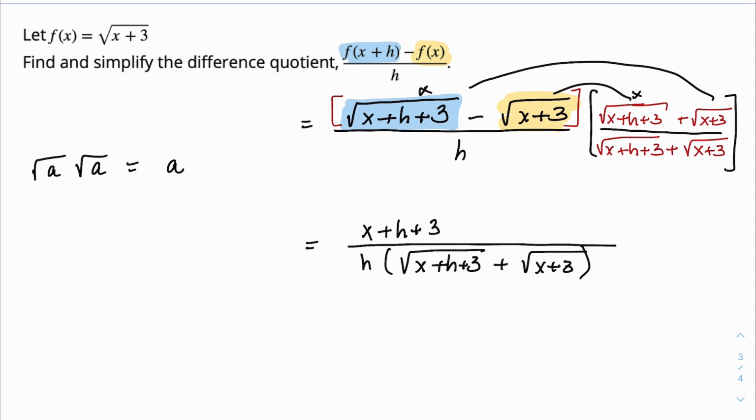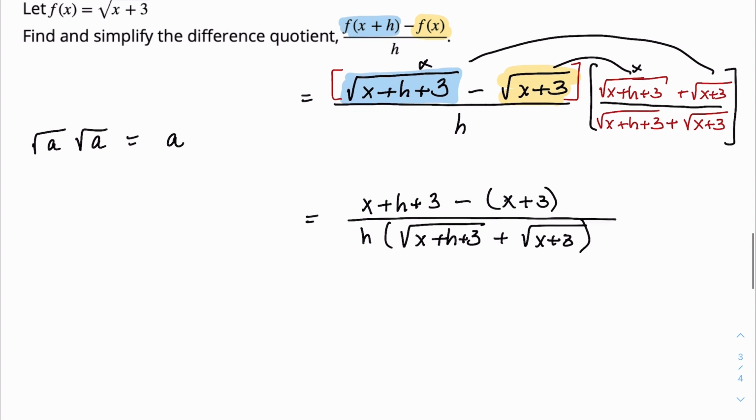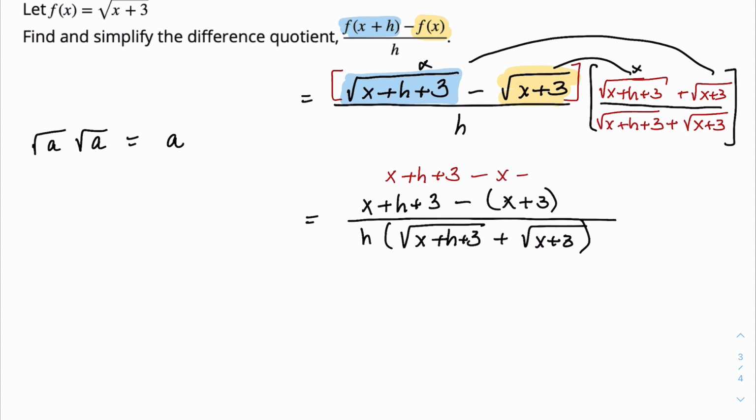And then for the last times the last, we have the negative square root of x plus 3 times the positive square root of x plus 3. So that's going to be minus x plus 3. Because again, when you multiply the radicals together, you just get the inside. So now it looks like we're getting somewhere. So we're going to simplify the numerator, and up above it, I'm just going to write x plus h plus 3 minus x minus 3.